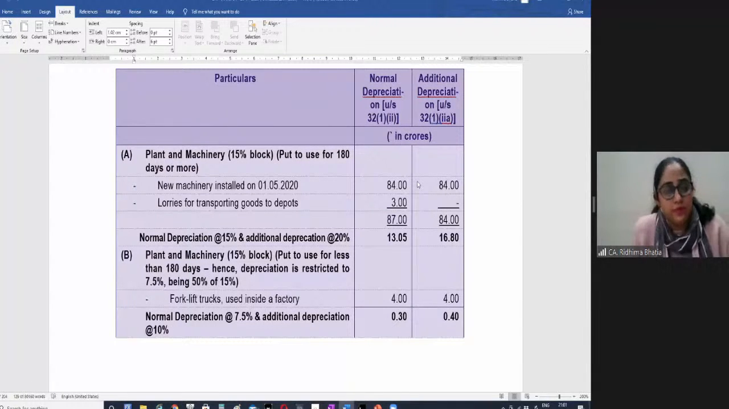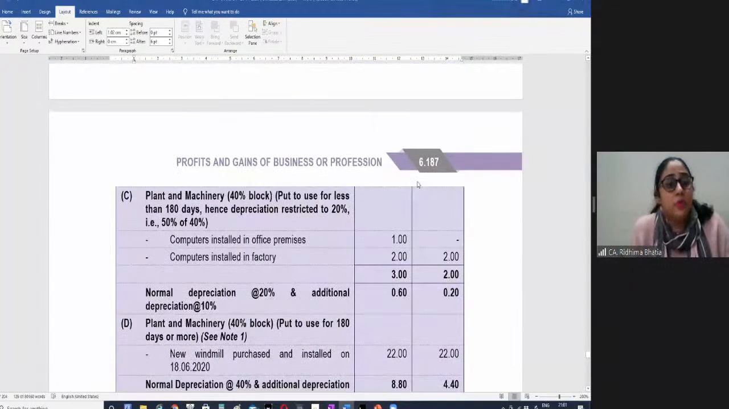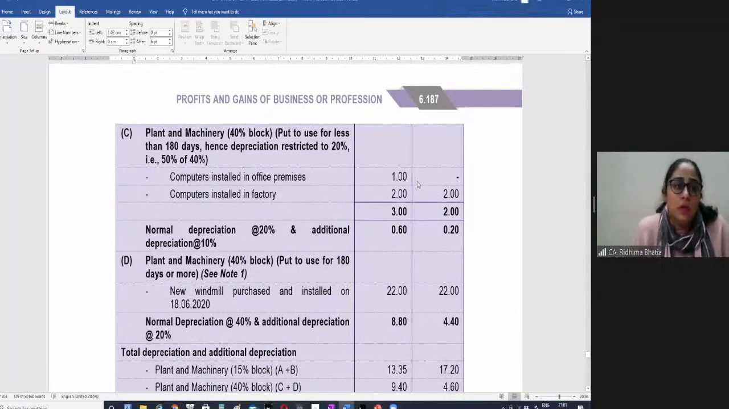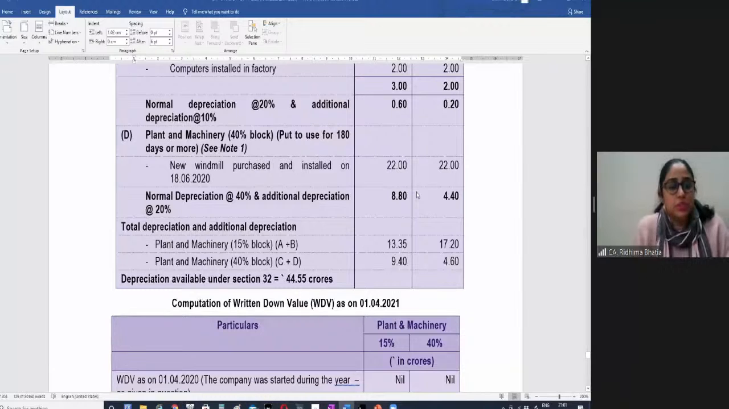On 84 you will give the full 20%. On 4 you will give 10%. On computers installed in the factory you will give 10%, but not on the ones installed in the office premises. On the windmill again you will give the full 20% depreciation. Any doubt? The total depreciation available is 44.55 crores, including additional.